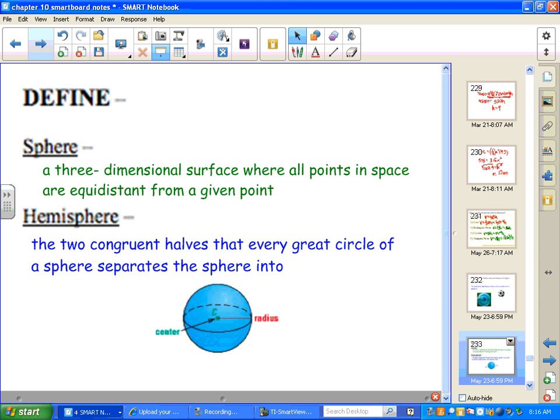Hemisphere. If you guys want, you can write down half of a sphere. Okay, each part of it is called a hemisphere. They are congruent. They are exactly the same. There is a picture up there so that you know, here's the radius of our sphere, here's the center of our sphere.